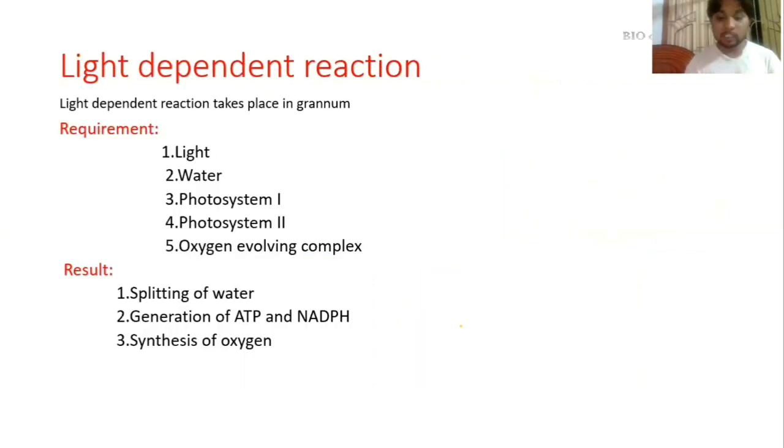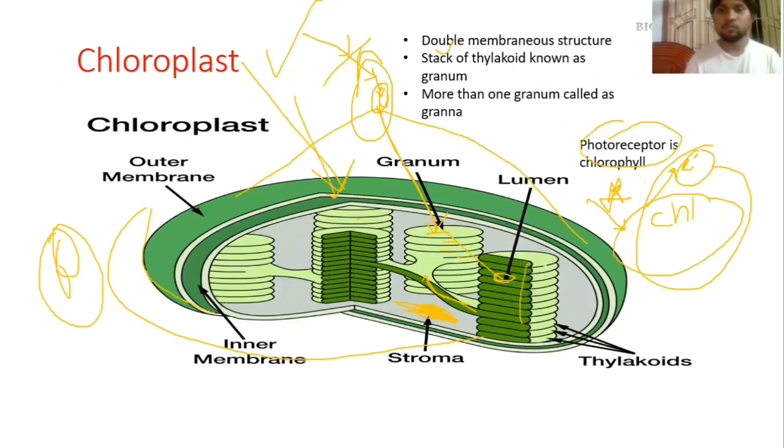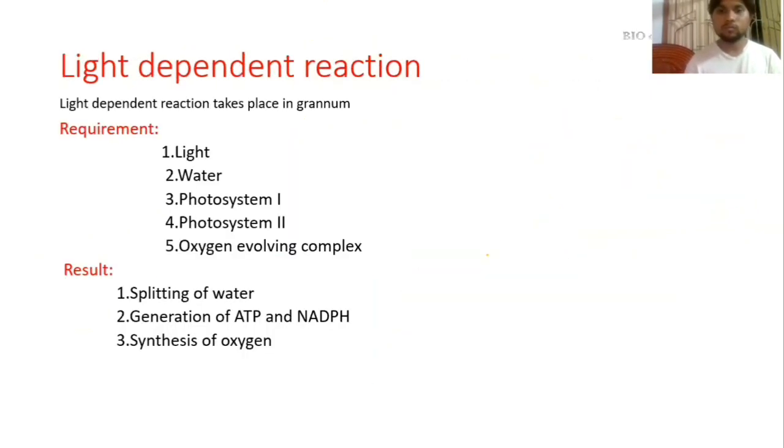We'll see about the light dependent and independent reactions. The light dependent reaction mainly takes place in the granum. See, this is the granum. Here mainly the light dependent reaction takes place: absorbing of light by the chlorophyll and getting excited. So what are the requirements of the light dependent reaction? First of all, light to excite the chlorophyll, and the source is the sun. Water is taken up by the root. Then coming to photosystem 1. Just remember one thing, that chlorophyll gets excited and releases one electron.